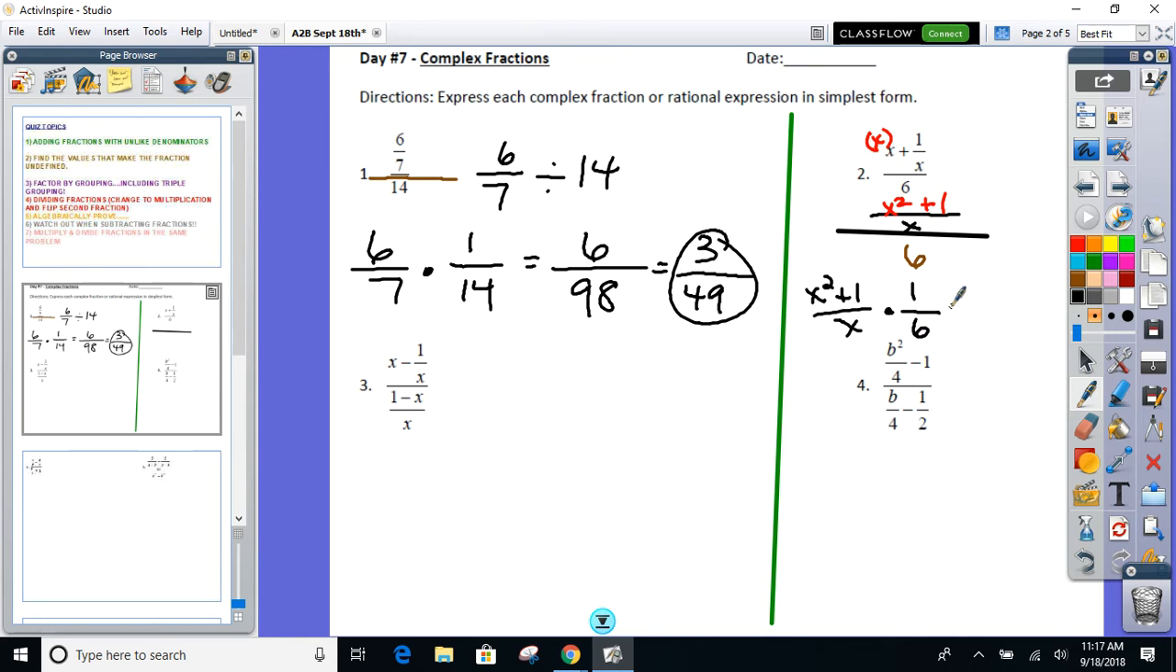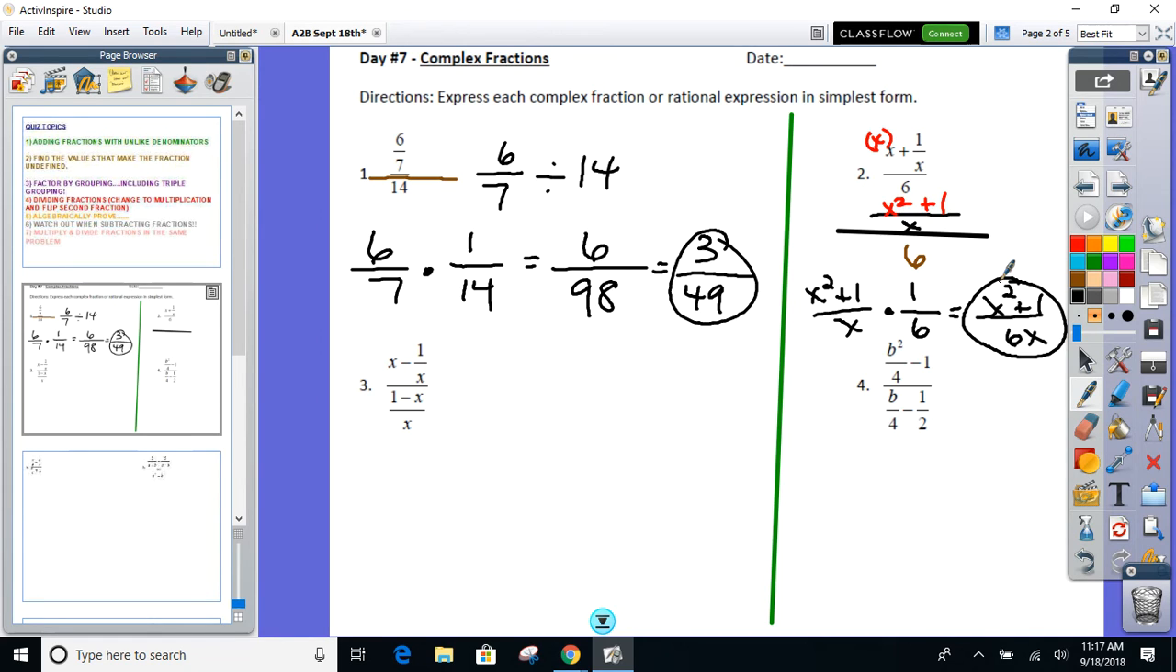All right, so here we go. Multiply across. What's left on top? X squared plus 1 over, what's on the bottom? X times 6, 6x. Can't cross anything out. Don't try it on Thursday. Got to be left with one on top, one on the bottom.